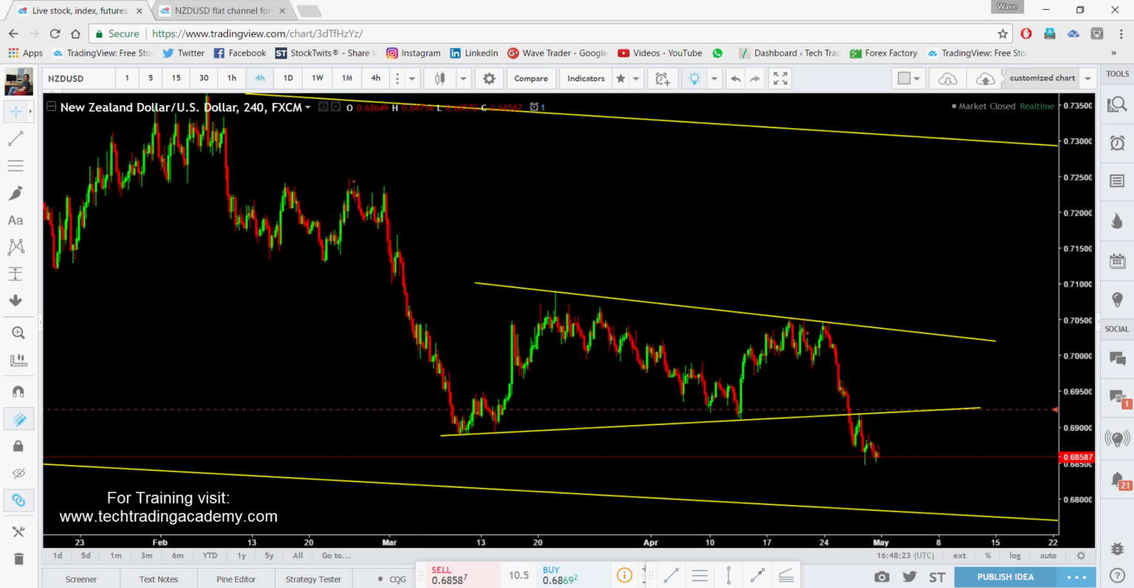Right, so if anyone is holding a short from that area, yeah, you can think about your profit within this area.